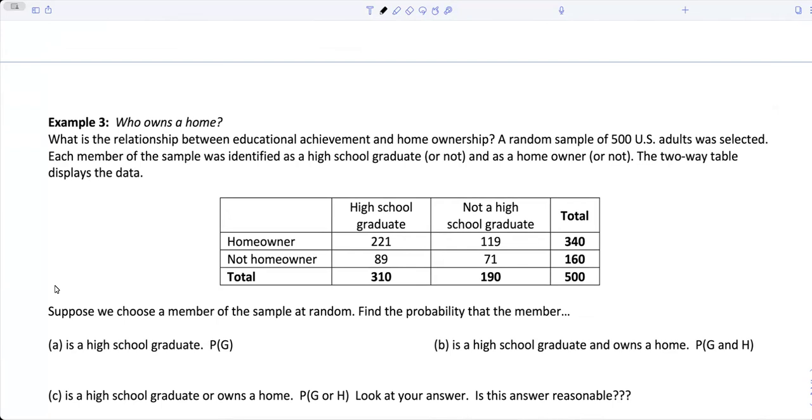Okay, so we've got homeowners here, or not a homeowner, and we've got high school graduate, not a high school graduate, and then the totals. Suppose we choose a member of the sample at random. Find the probability that the member is a high school graduate. So we're going to look at the total number of high school graduates, which is 310 out of the total in the sample, which was 500, which is approximately 62%. Whew, it's not good, right?